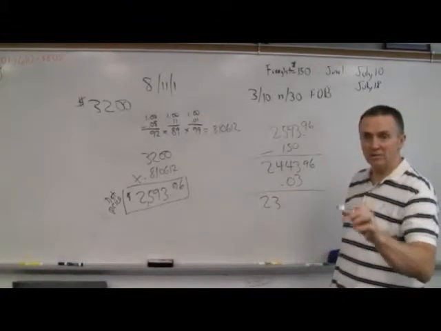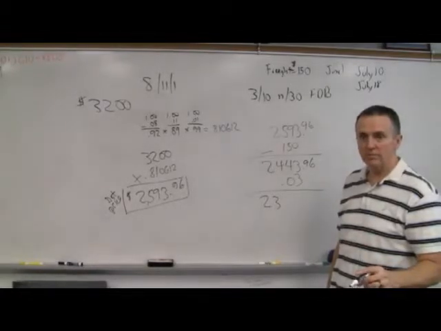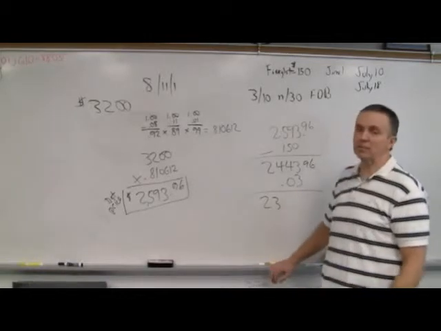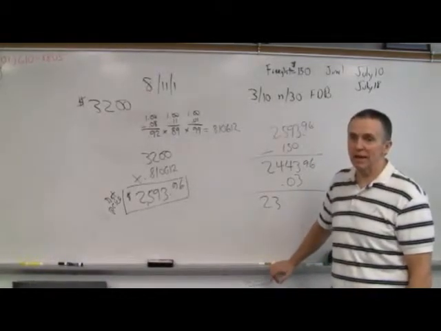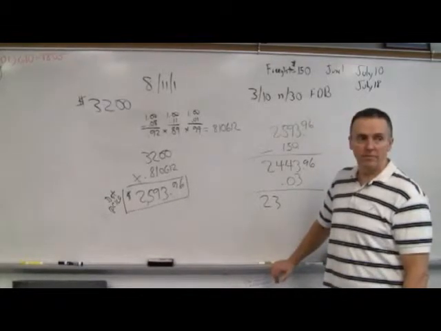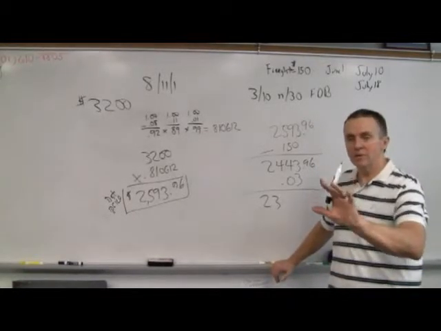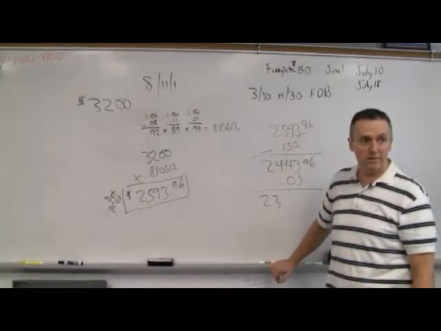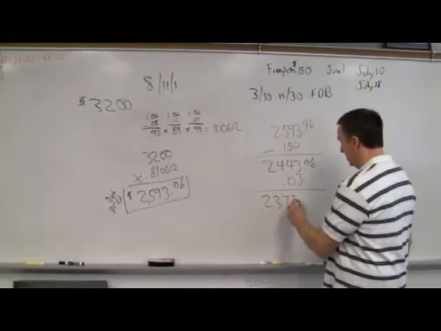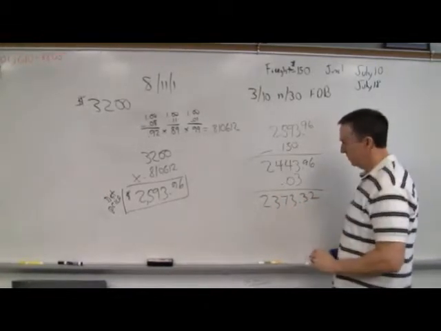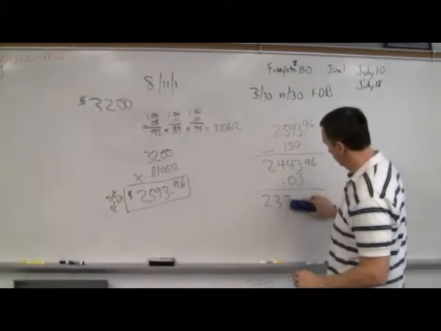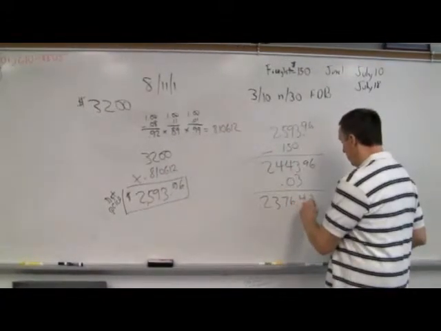Wouldn't we subtract 150 from the $3,200 because you can't discount the freight? Yeah, that's the part I kind of screwed up. I didn't say that very well. Are we multiplying by .03? Yes, we are. So, 73.32. Just say, 2370.64. You multiply by the .97.